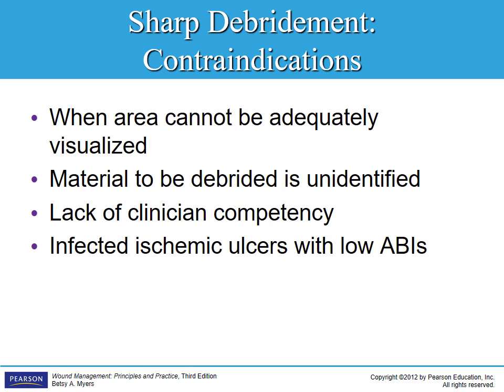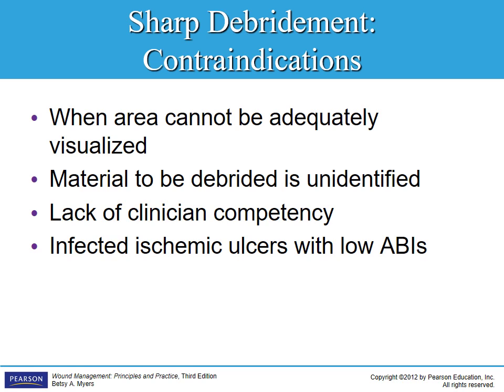Okay, what are the contraindications to sharp debridement? Well, the number one contraindication is when the area cannot be adequately visualized. Remember, we talked about a wound that had depth to it. I'm not going to reach down into a wound that has depth that I can't see and start trying to pull out necrotic tissue. If I can't fully visualize that wound bed, I am not going to debride it. So if there's any depth, any undermining, any tunneling, I'm not going to be debriding in the areas of the undermining. Again, I can't see it.